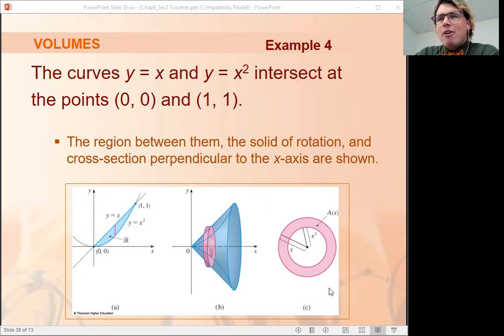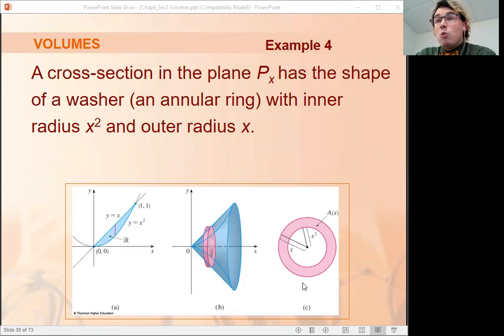How am I going to calculate the area of this? I only want the area that's shaded in pink here. Well, I can calculate the area enclosed by the larger circle, and then I'm just going to subtract off the area enclosed by the smaller circle. Easy peasy. What are those radii?